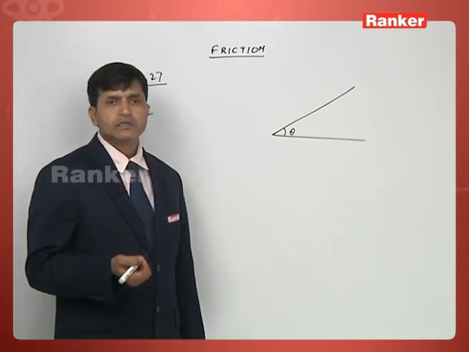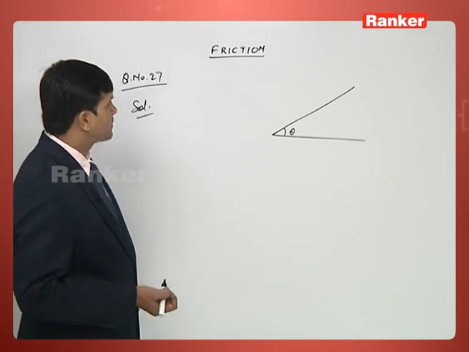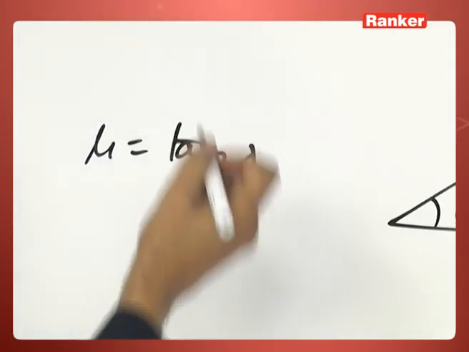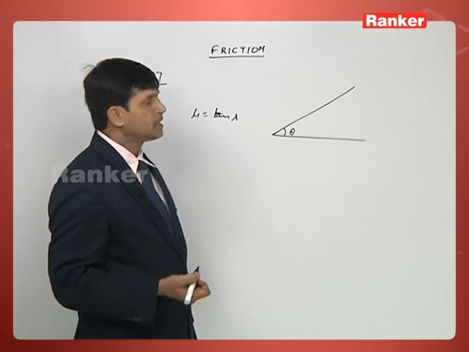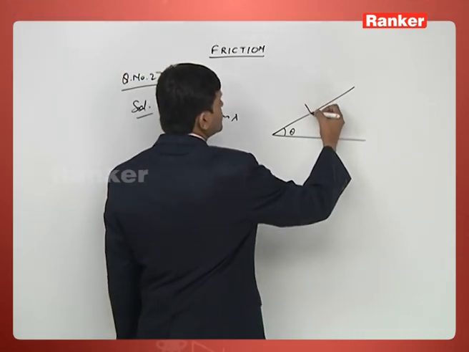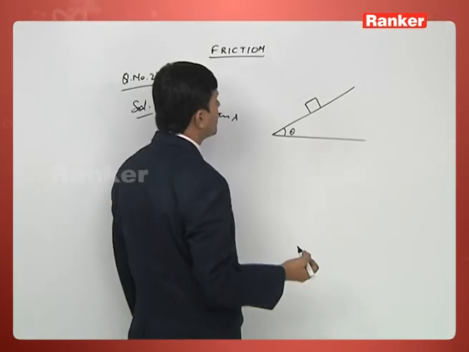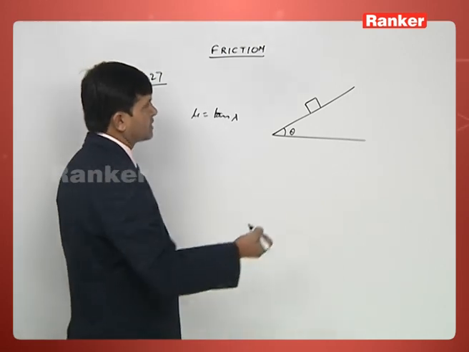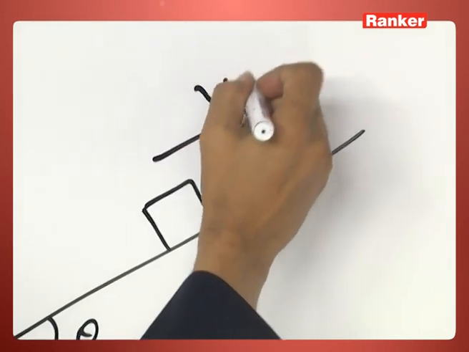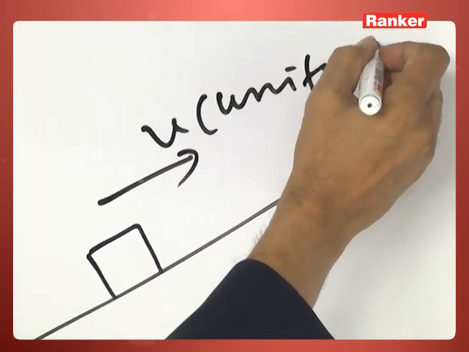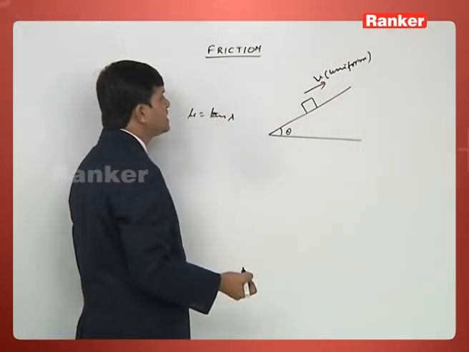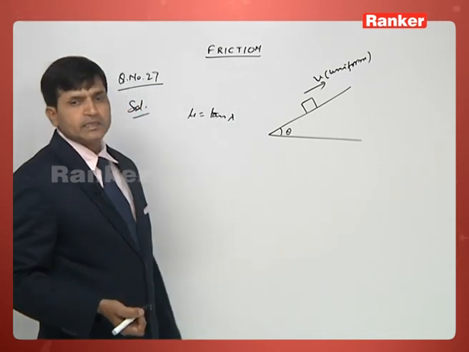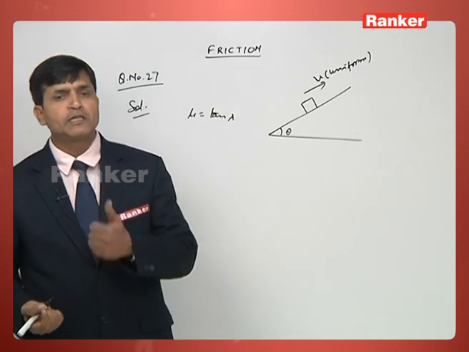Angle of repose gives you the coefficient of friction. As we know, mu is equal to tan lambda, where lambda is the angle of repose. Given that this is the particle or a body, if this particle has to move in the upward direction with uniform velocity, it means whatever force is acting on the body should be balanced. They are asking for the minimum force parallel to the plane required.